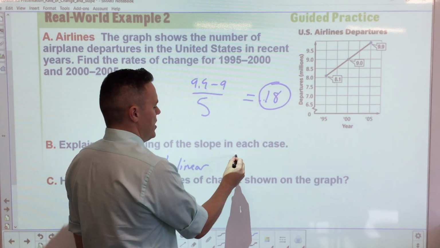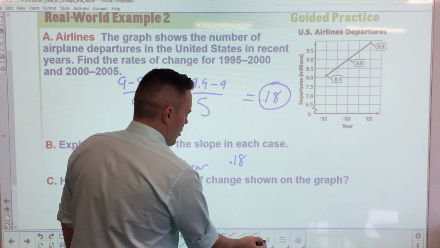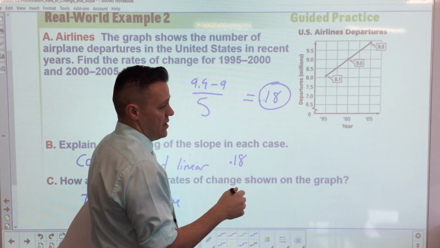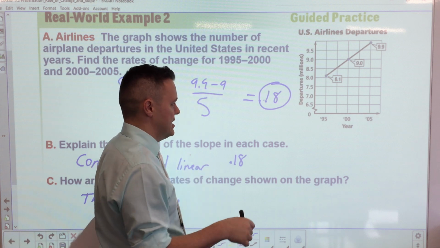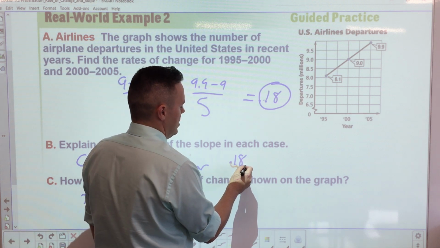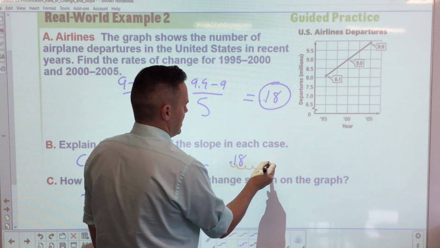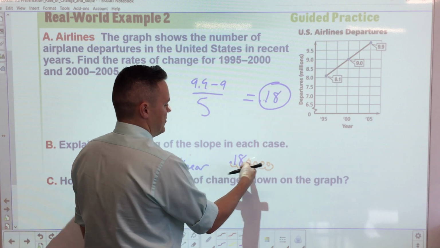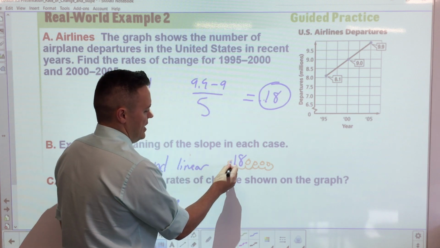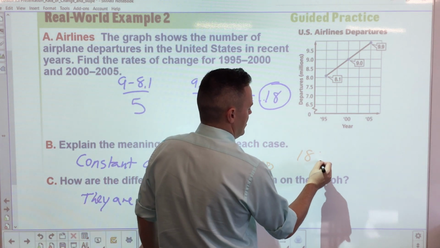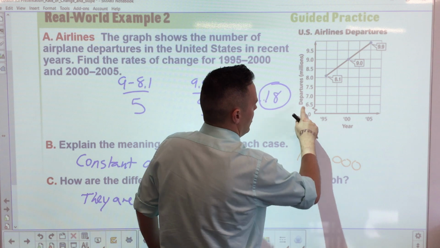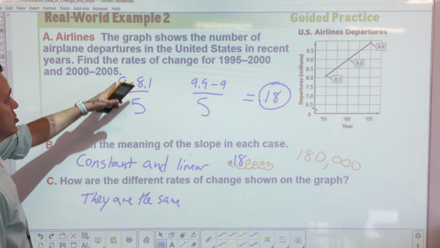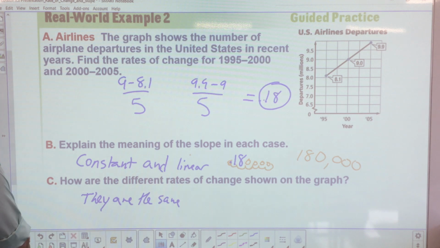The slope represents how many departures in millions. So remember, if it's 0.18, if you go back to your elementary school days, if you go to a million, it's actually going to be 6 decimal places. So it's 1, 2, 3, 4, 5, 6. If I plug in the zeros here, how many departures of flights left a year? 180,000. So every year, it looks like they have 180,000 departures from the United States.